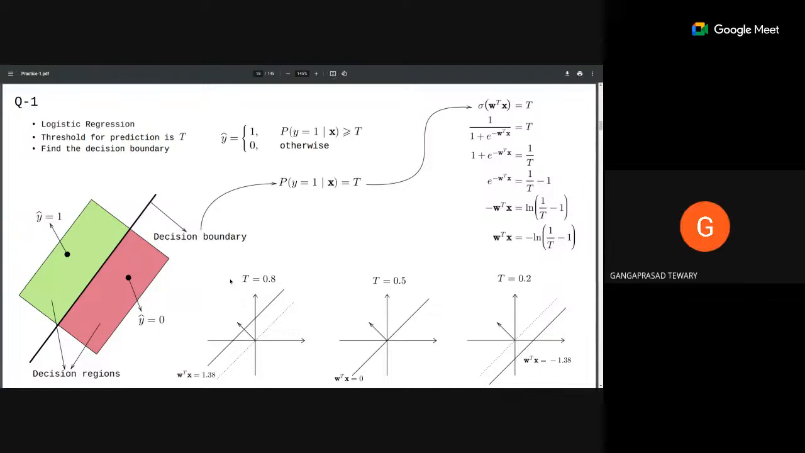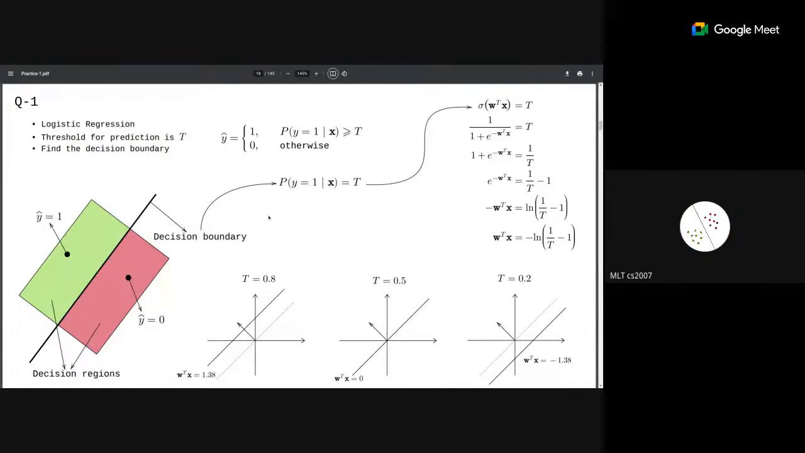And my second point was that we wrote the equation at the top that y hat equals 1 when the probability of y equal to 1 given x is greater than or equal to t, right? I missed the point of how it is becoming probability of y equal to 1 given x equal to t. Anyhow, whether it is equal to t or greater than t, we'll classify it as 1 only, right? Here we'll classify it as 1.